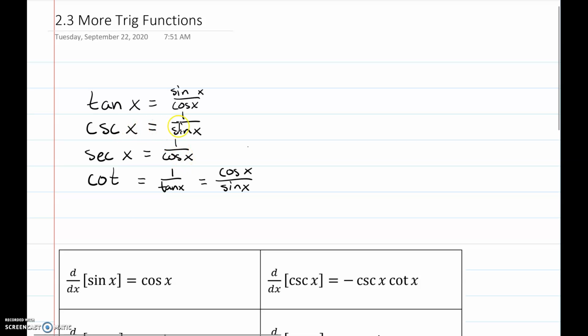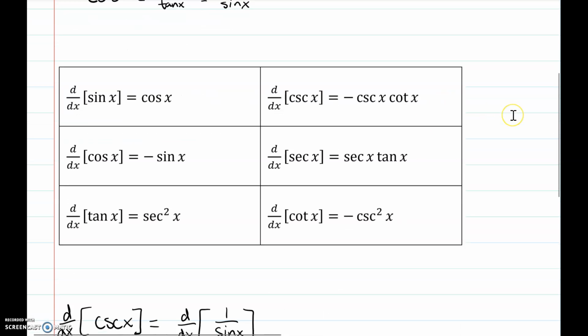The way I remember these pairs is each pair has a co. So cosecant goes with sine. Cosine goes with just secant. If we have two cos together, then they're not right. And then cotangent is 1 over tangent of x, which is also the same as the cosine of x over the sine of x. So here we'll just look at a table of all the derivatives.